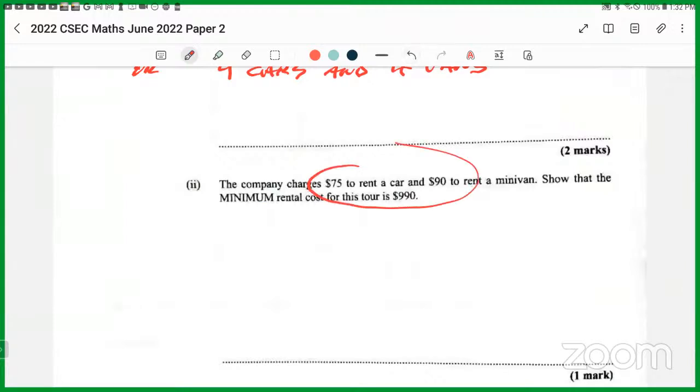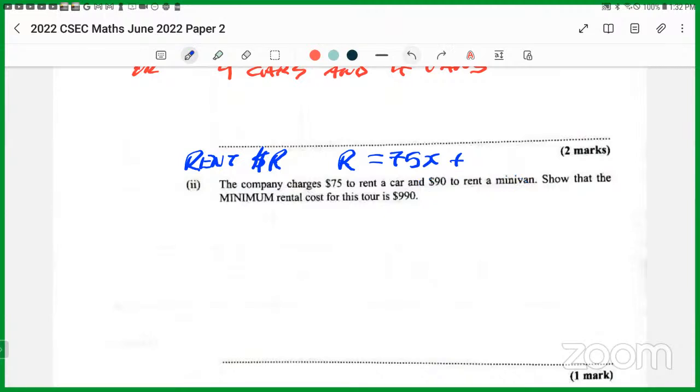So what is the formula for the fee for the rent? The formula for the rent, let's go back to the blue. The formula for the rent R dollars. Let's say the rent is R dollars. The R is going to be equal to $75 for a car and there are X cars. So 75 times X is paying for the cars. Plus $90 for a van. There are Y vans. So it's 90 times Y is the amount we pay for a van. So any combination of X cars and Y vans, that's going to be the total rent. So let's write total rent, total.